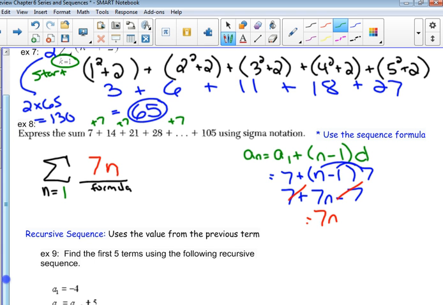Try it out. Yeah, 15. 15 works? So if you did 7 times 15, you got 105? Good job. All right. So that means to get the 105, though, we got to end at 15 up here.